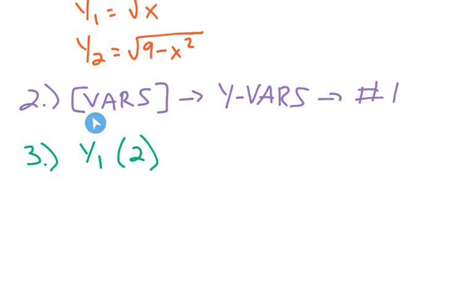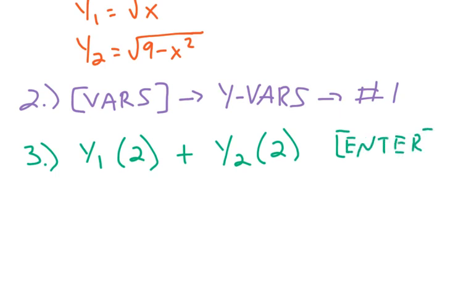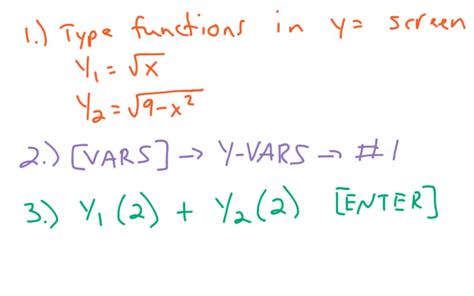And then you're going to go back and do these steps again. But this time we're going to choose y2, and then we're going to put a parenthesis 2, and then we will hit enter, and that will actually evaluate the function for us. So right now, pause the video, type in your two functions, these right here. y1 equals the square root of x, y2 equals the square root of 9 minus x squared. And then when you get those done, restart the video, and we'll actually do our 4 examples.